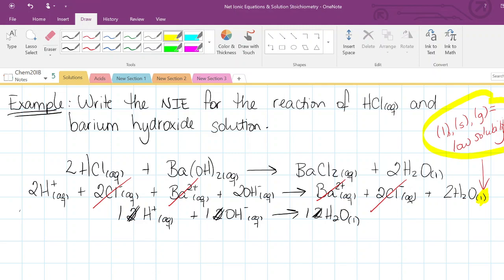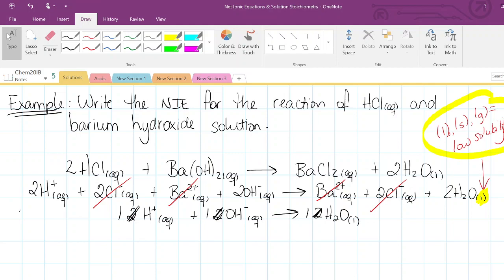Because I'm dealing with acids here, I'm going to ionize the acid, so I'll produce 2 hydrogen ions aqueous plus 2 Cl- aqueous. I'll dissociate my base to barium 2+ aqueous plus 2 hydroxide aqueous. I'll dissociate my salt into barium 2+ aqueous and 2 chloride ions aqueous, and my water will stay as 2H2O liquid because it's low solubility. And if you notice, I have duplicates. My chloride ions, my barium ions, they all duplicate, so we're going to cancel them out. They are the spectators. And I end up having 2 hydrogen ions plus 2 hydroxide ions plus 2 waters.